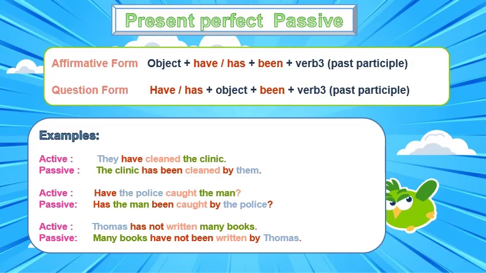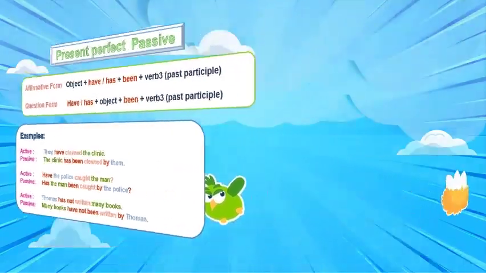Thomas has not written many books. Where is the object? Many books. Singular or plural? Plural, take have. So many books have not been written by Thomas. Okay, so this is in the passive. Don't forget to add not after the helping verb.